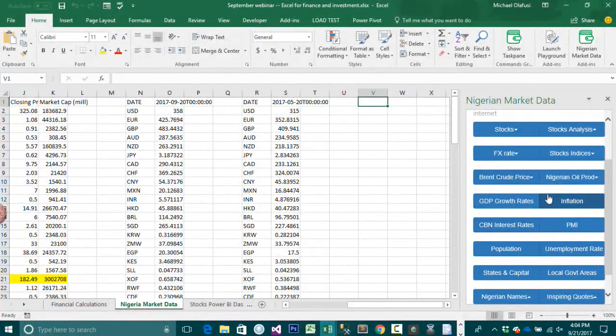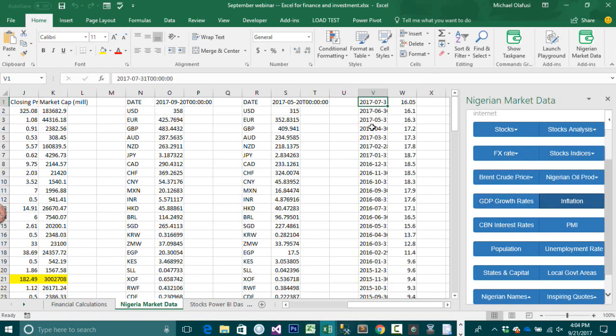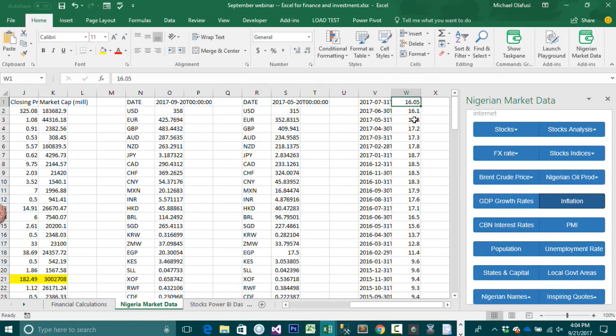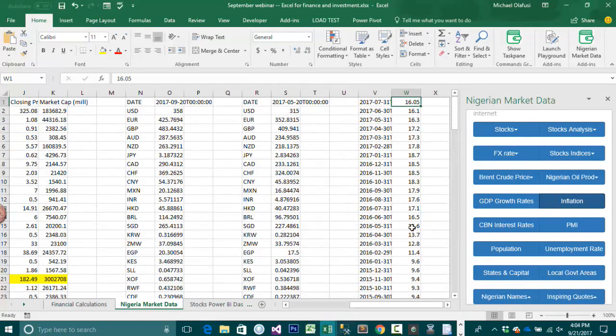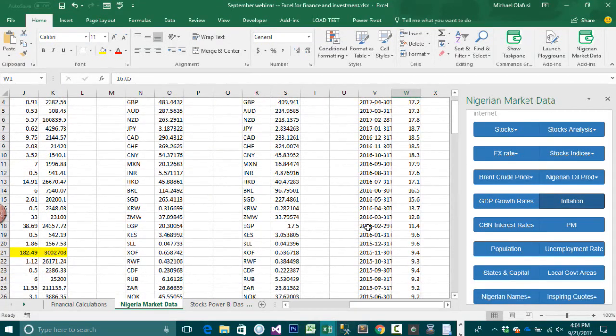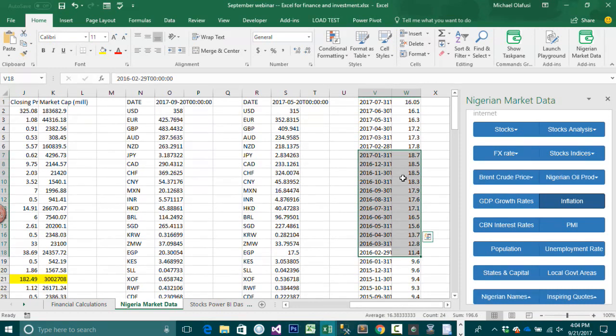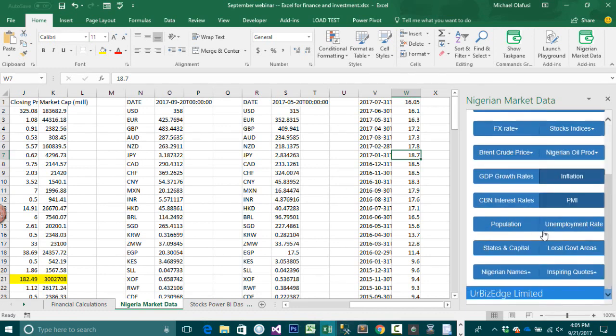You can pull out GDP growth rate, inflation rate. So let's pull out inflation. Then you can see how inflation is actually going down. So that is good, right? You can check it out, and you can see when everything started going up as at 2016, and it has been going up, and then it went as high as 18.7, but now it's coming down again. So these are things that you find useful. I have a lot of those useful things in here.